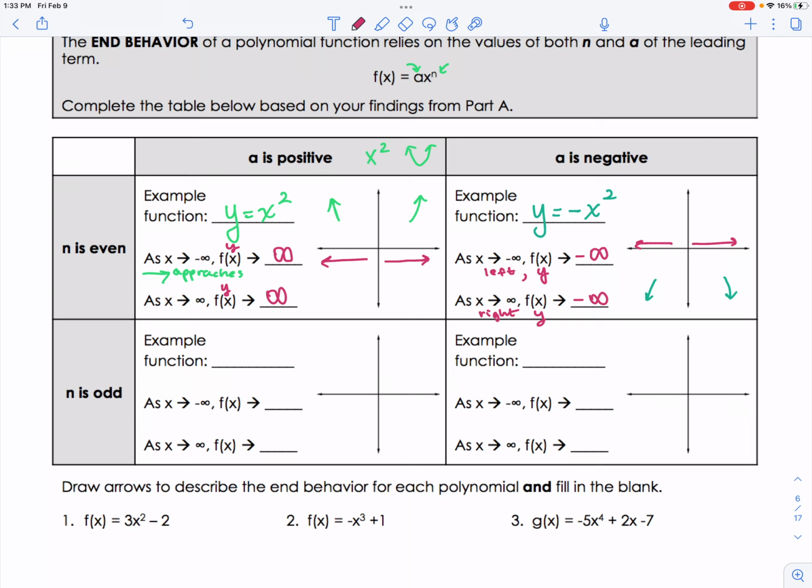So as x approaches negative infinity, so as we go to the left, my graph is going up to positive infinity. And as we go to the right, as x approaches positive infinity, my graph is also going up.